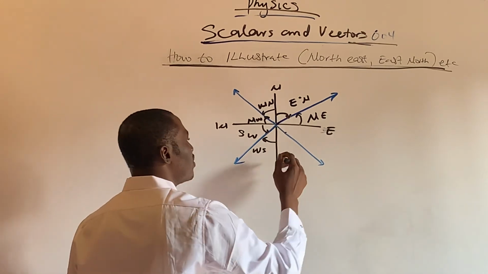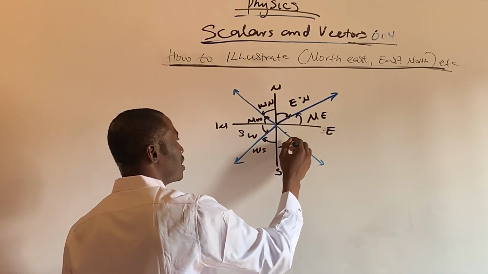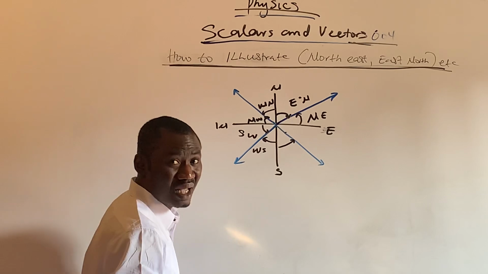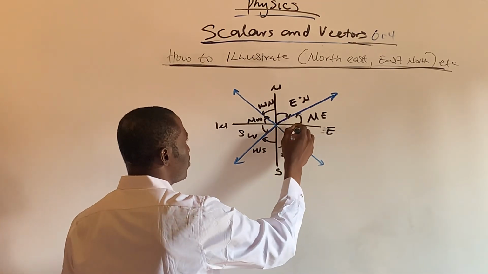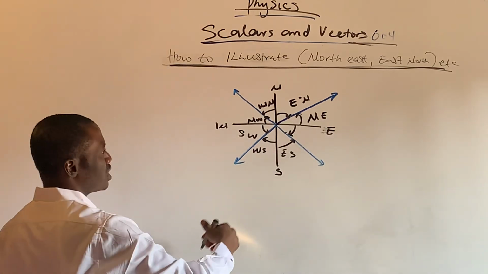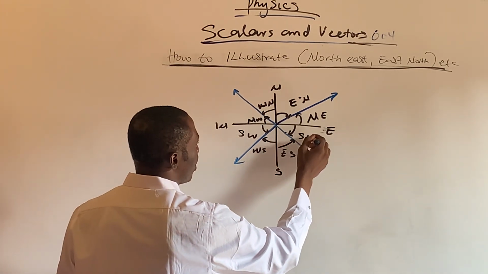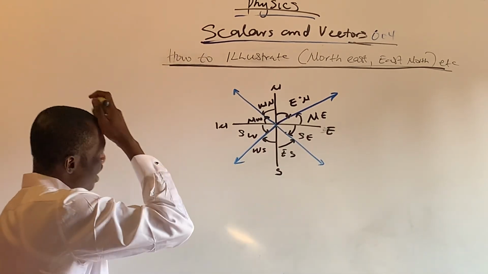Let's say you are moving from the south to the east, like this. South to the east. What should be the answer now? East of south. Let's say you are moving from the east back to the south. That will be south of east. Now, let me make an illustration.